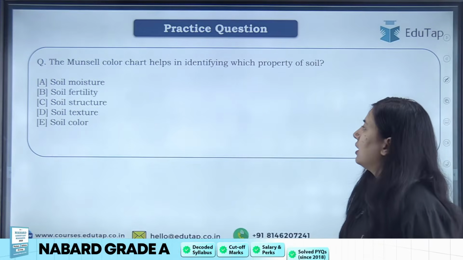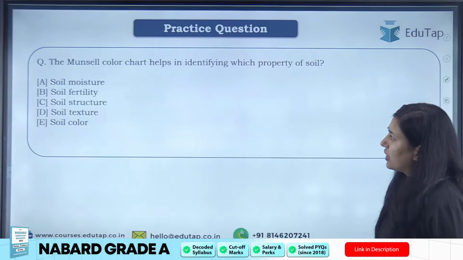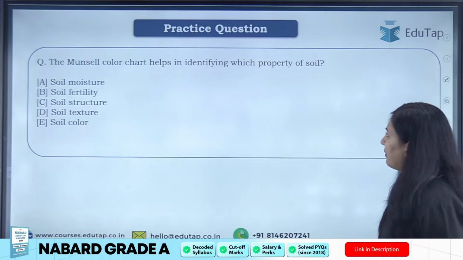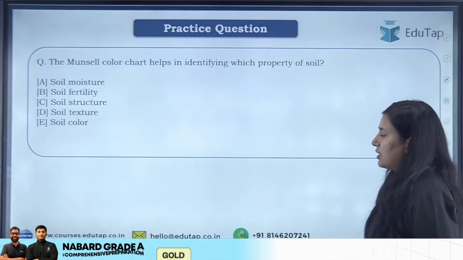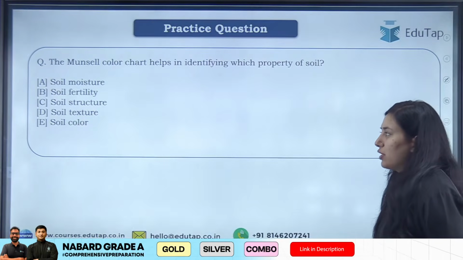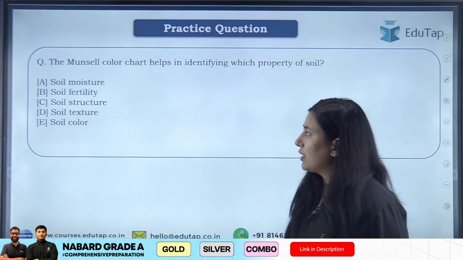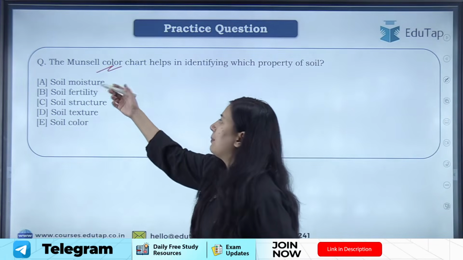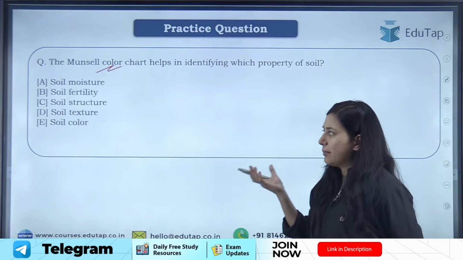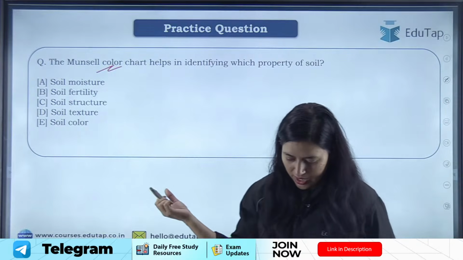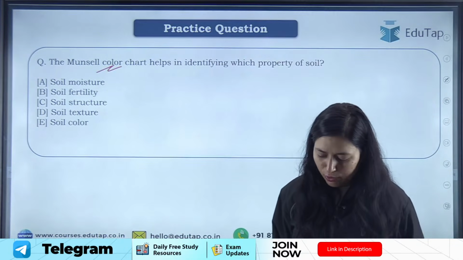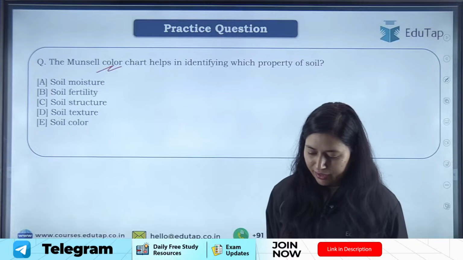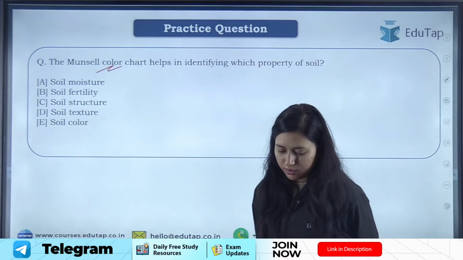Yes, very good. Next question, the Munsell color chart helps in identifying which property of soil? Is it soil moisture, soil fertility, soil structure, soil texture or soil color? Okay, what do we learn from this Munsell chart? It is basically a color chart. From there only you can take a hint which soil property we identify with the help of this chart.